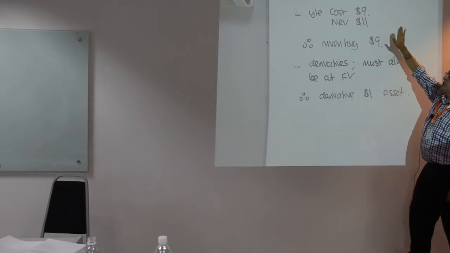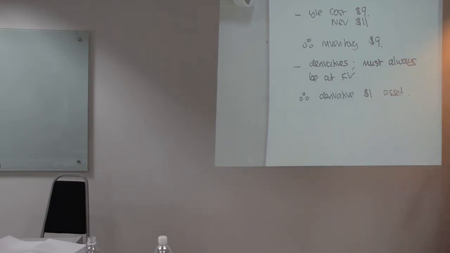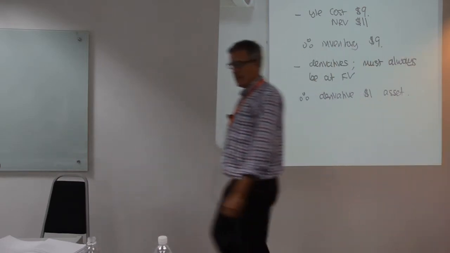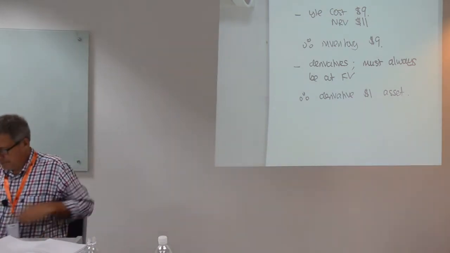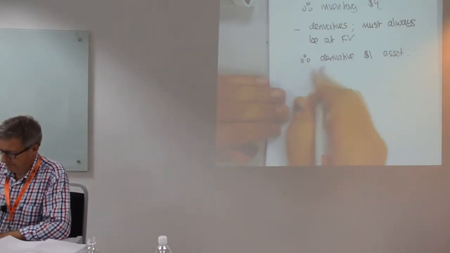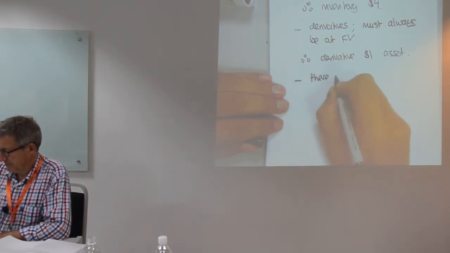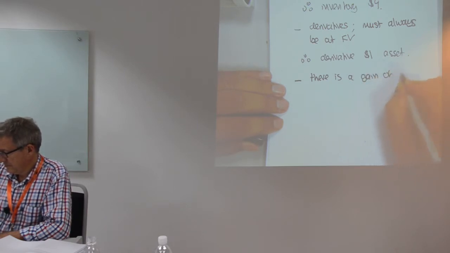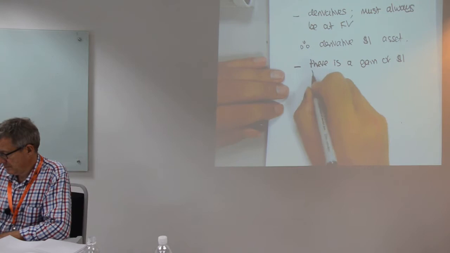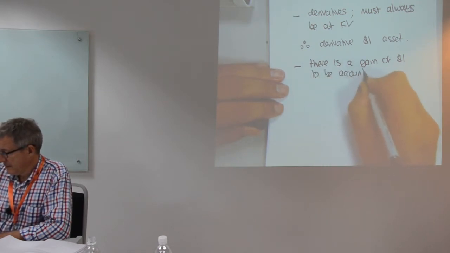Because no loss is being recognized in the P&L, I haven't got a match in the P&L, I therefore take it to other comprehensive income. I take it to OCI. There is a gain of 1 to be accounted for.